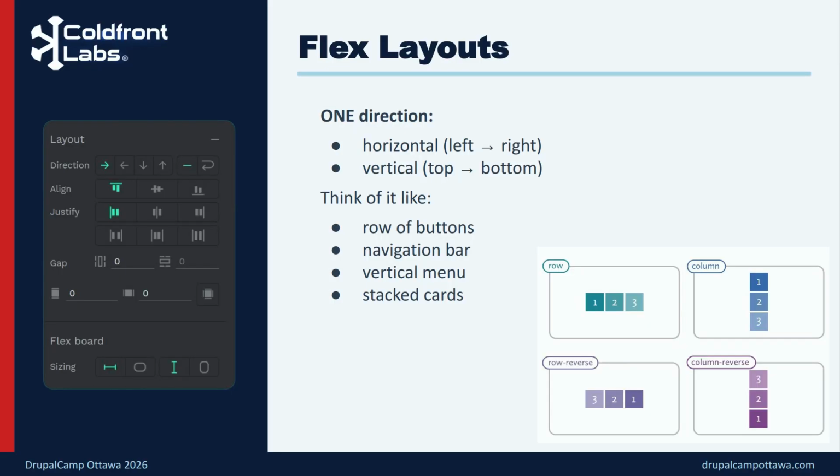So next I'll move on to flex layouts. A flex layout is best used when items go in one direction only, so either horizontally from left to right or vertically from top to bottom. So think of these items like a row of buttons in a menu, or a vertical menu on a phone, stacked cards, or a navigation bar.